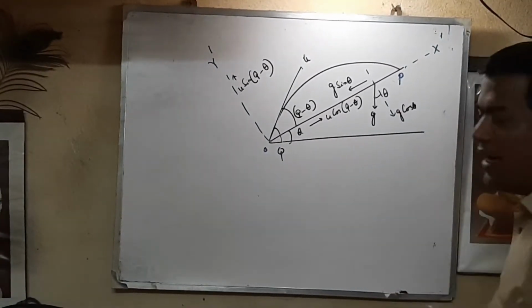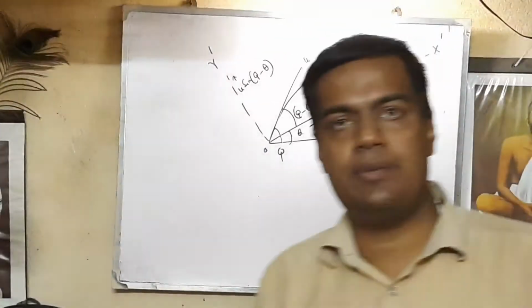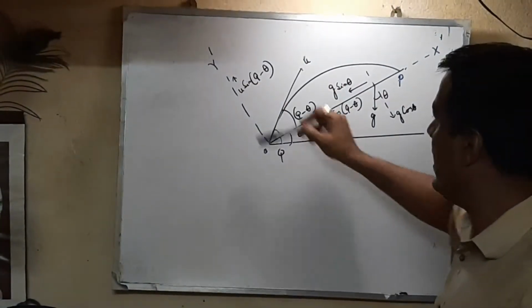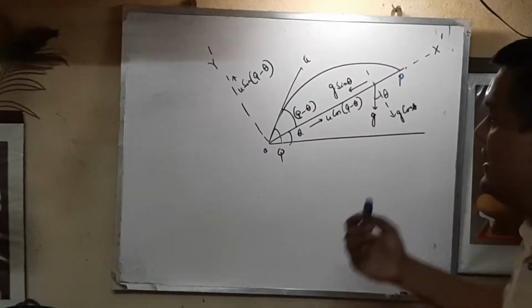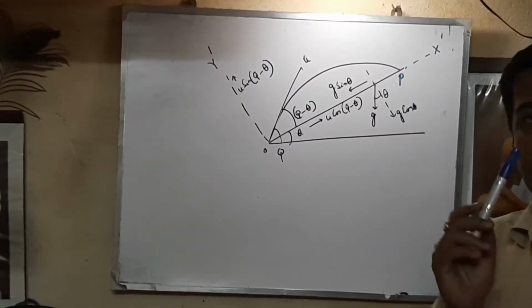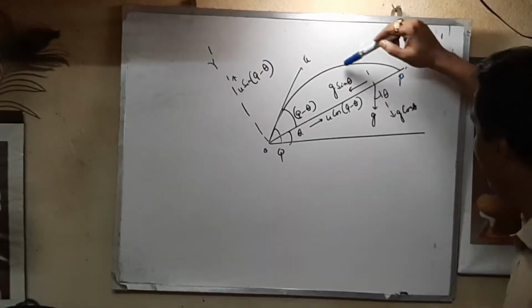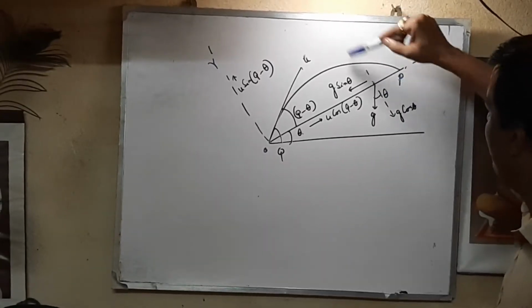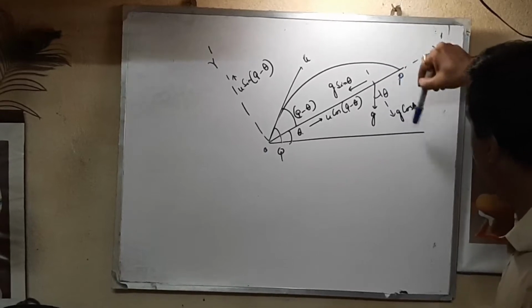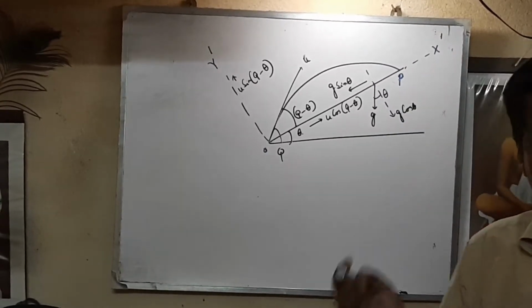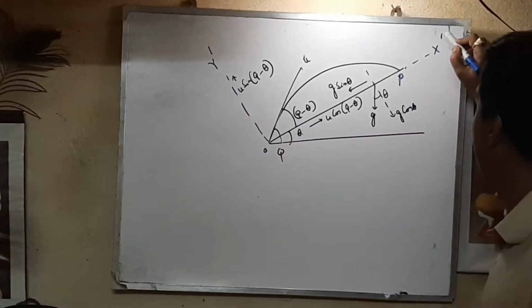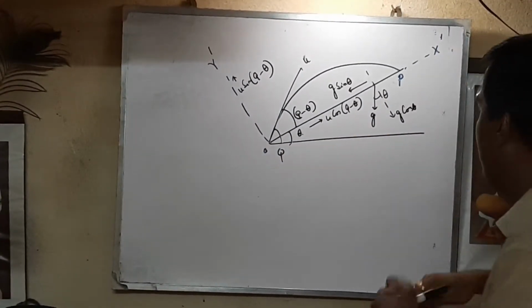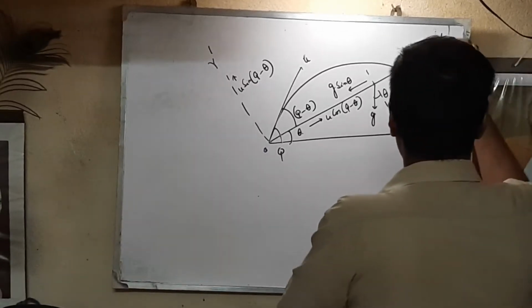So when I am restricting the motion of the projected body in the x dash o y dash plane, you all see that the acceleration or retardation due to gravity is not g, but it is g cos theta in that direction. Because now your horizontal direction is not the x-axis, but it is the x dash axis.